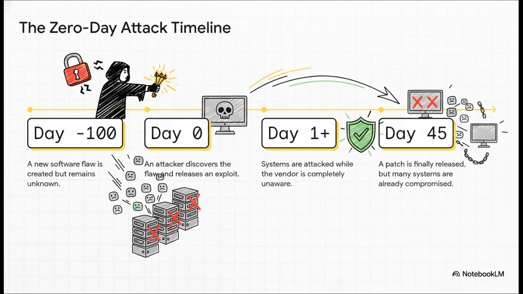And this timeline really shows you why zero days are so terrifying. The flaw could have been sitting there in the code for months. On day 0, an attacker finds it and immediately starts using it. The good guys, the software vendor, might not find out about it for weeks, and by the time they release a patch to fix it, the damage has already been done. The attackers had a massive head start.